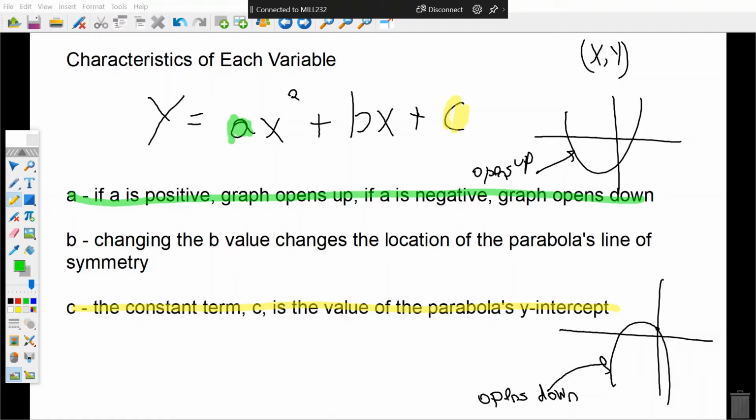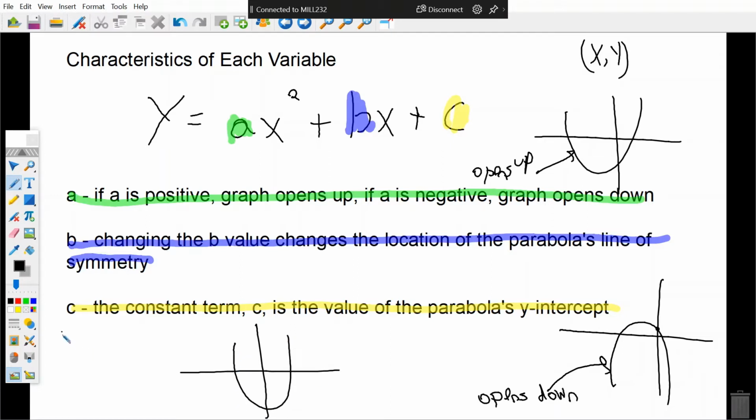The final one for now is B. And B, changing the B value changes the parabola's line of symmetry, okay? Now what a line of symmetry is, I don't have a ton of room here, but we'll draw something over here. The line of symmetry is the line that cuts the parabola in half.